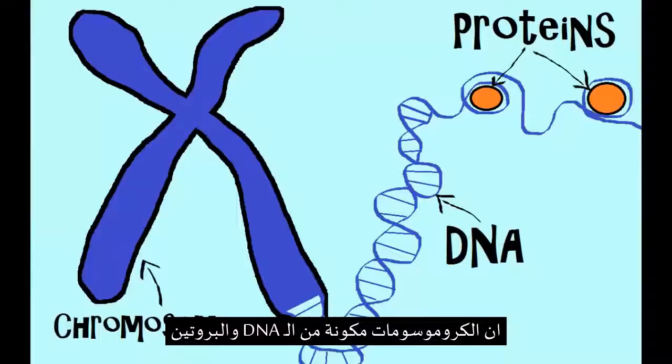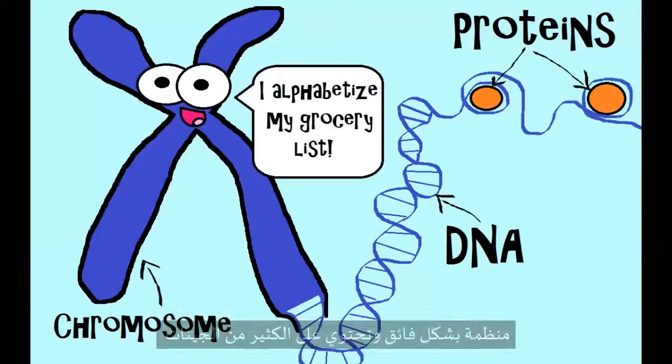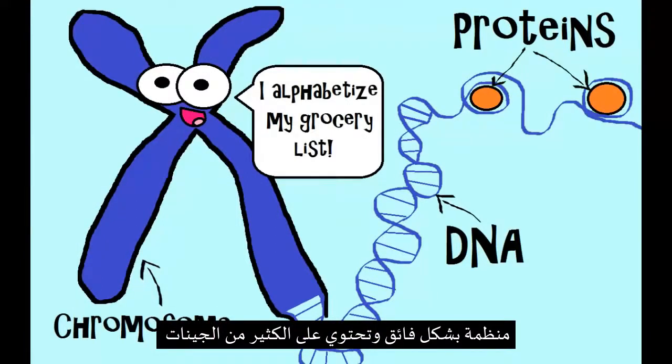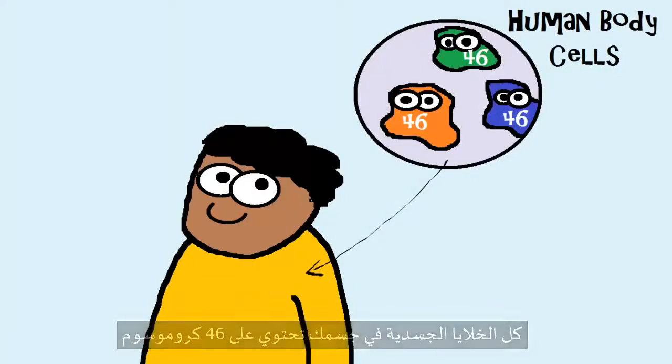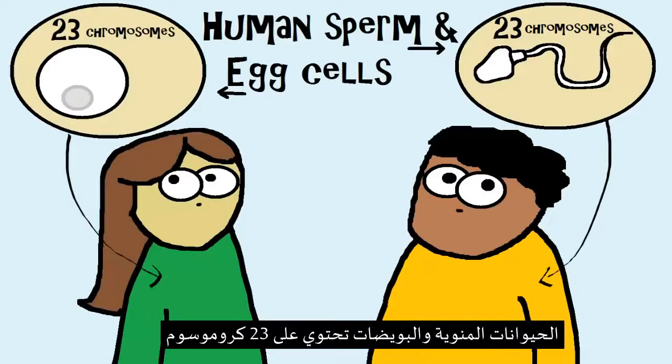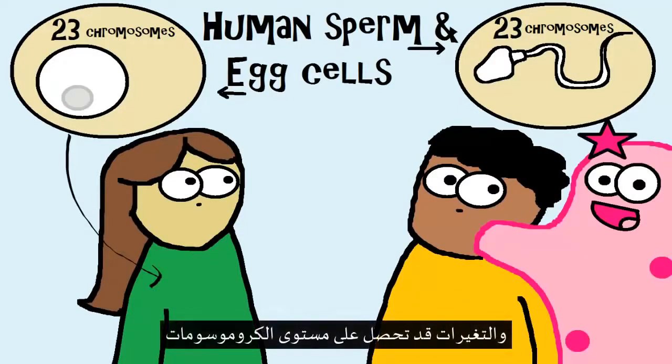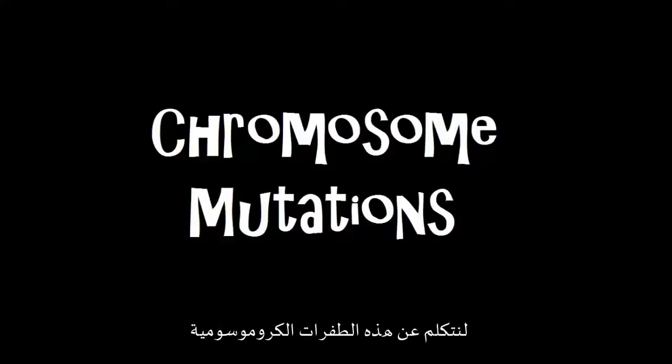Remember that chromosomes are made up of DNA and protein. They're highly organized, and they have a lot of genes on them. So all of the body cells in your body have 46 chromosomes. Human sperm and egg cells have 23 chromosomes. Well, changes can occur at that large chromosome scale too. So let's talk about these chromosome mutations. Just like insertion in a gene mutation where bases got added, you can also have something called duplication in chromosomes. These are mutations where extra copies of genes are generated, so extra copies of that chromosome are generated.